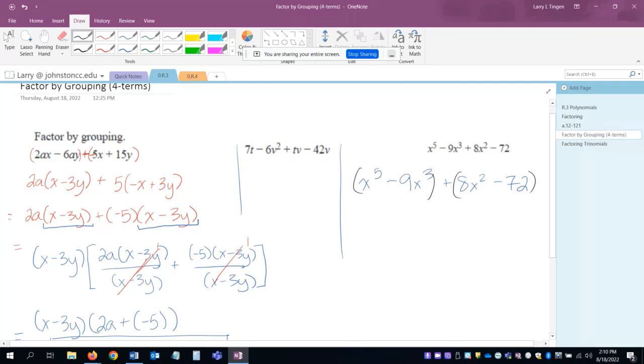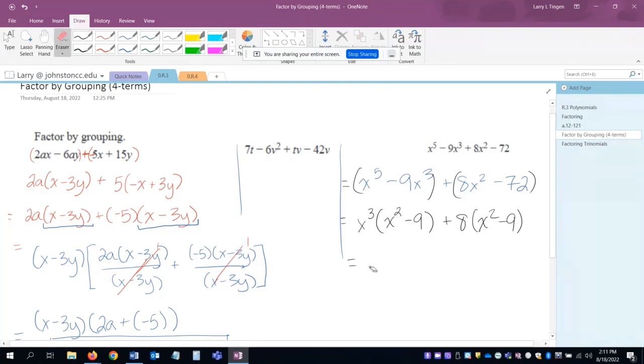And what do I have? I have x to the fifth and x cubed. They both have factors of x cubed. That's going to leave me x squared minus 9 plus, and then 8x squared and negative 72 have an 8 in common. And that's going to leave me x squared minus 9. Everybody good with that part? Okay. Yes, okay. Emma, I'm not picking on you, but does that help? Does this one make a little bit more sense? What's the next step here?